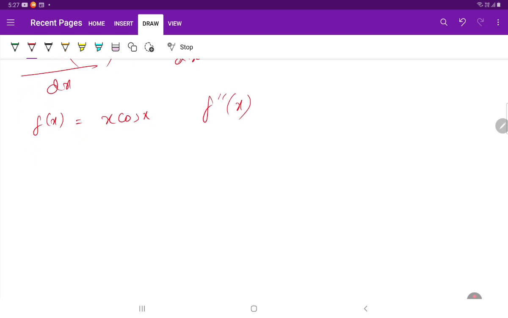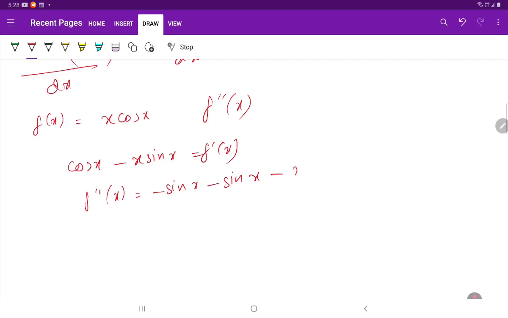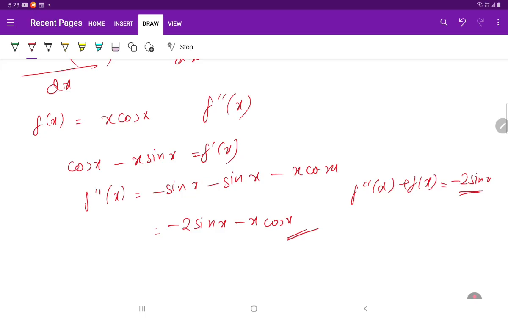with respect to x, you will get cos x minus x sin x as the first derivative, and double differentiation will yield minus sin x minus x cos x, and the answer you will be getting is very interesting. It will be minus 2 sin x minus x cos x, right? So it will be f double dash x plus f of x equals minus 2 sin x, right? This actually looks like an equation of forced oscillation, or rather may not. I don't know what I can say.